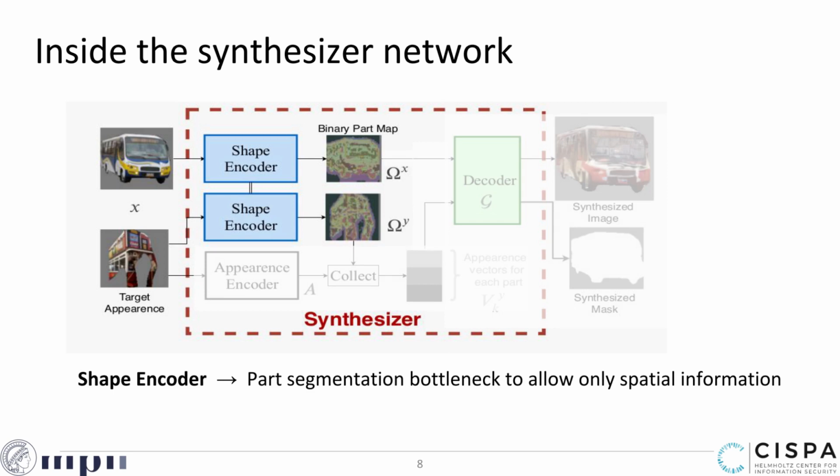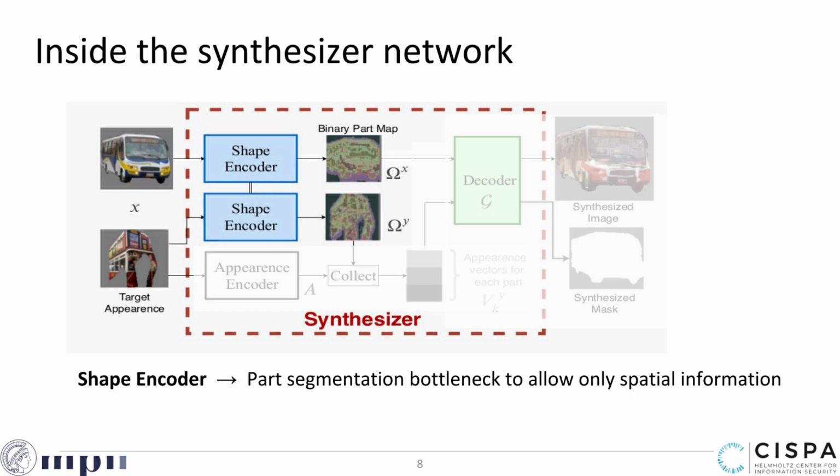The shape encoder is a convolutional network with U-Net structure. It outputs a binary part segmentation spatial map indicating which of the k parts is active at any given location. Note that here the parts do not necessarily have a semantic meaning. Instead, they are the decompositions of the object which are most beneficial in synthesis.